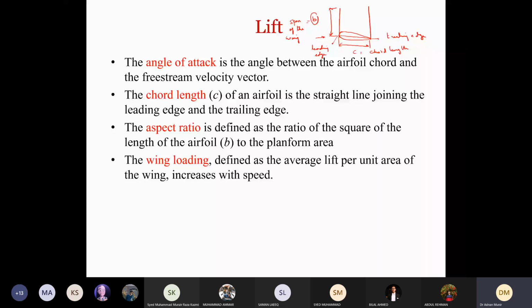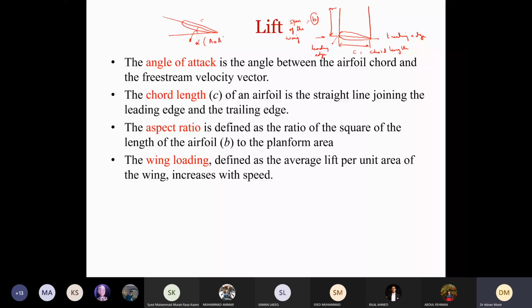Now we already defined the angle of attack. Angle of attack is the angle which the aerofoil or the wing makes with the incoming flow. When it is horizontal, the angle of attack is 0. So the angle which the chord of the wing, C, makes with the horizontal is denoted by alpha. In some cases it is also called AOA, angle of attack.